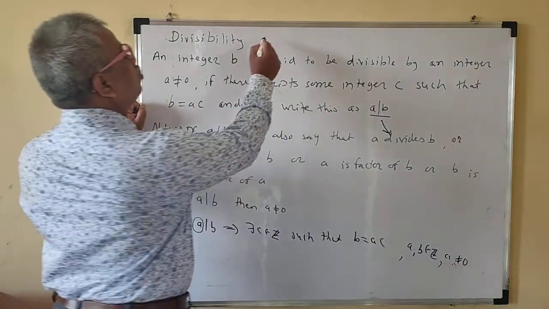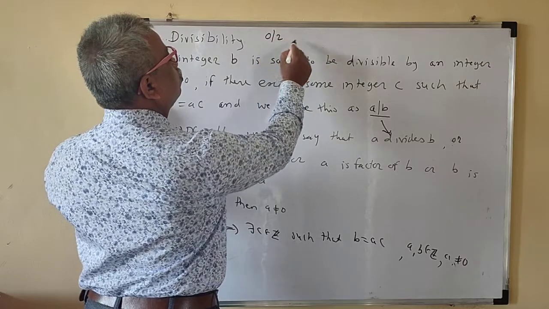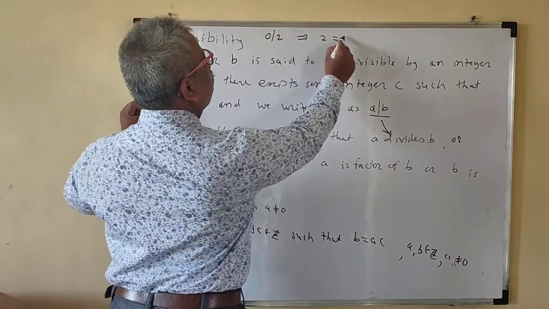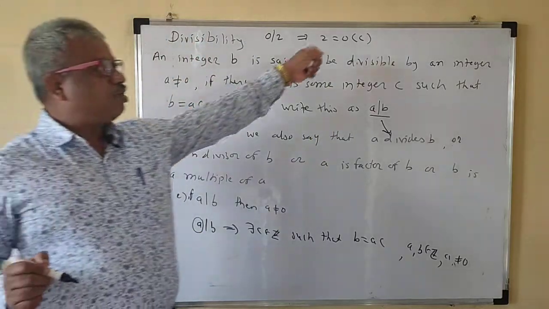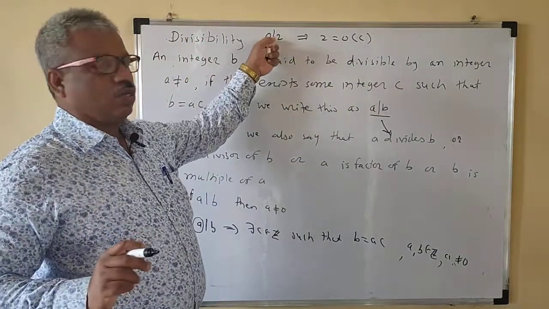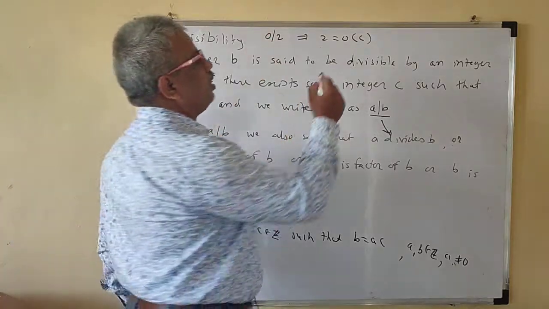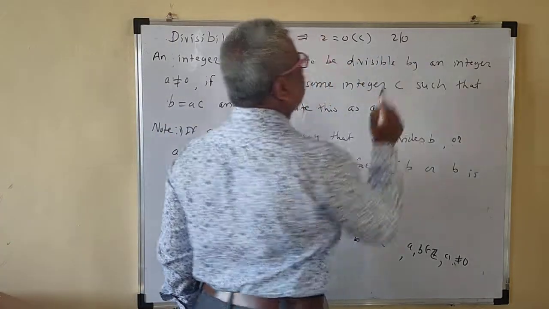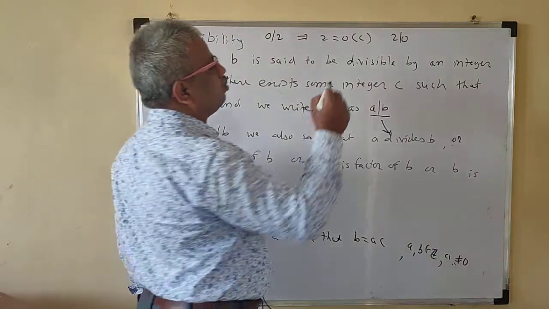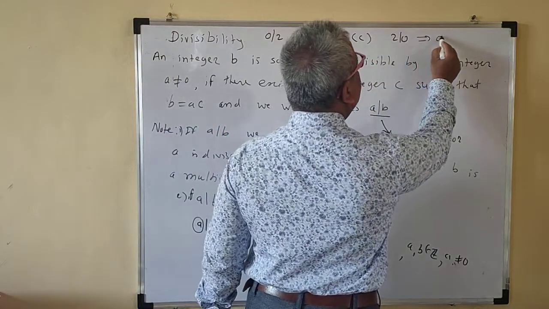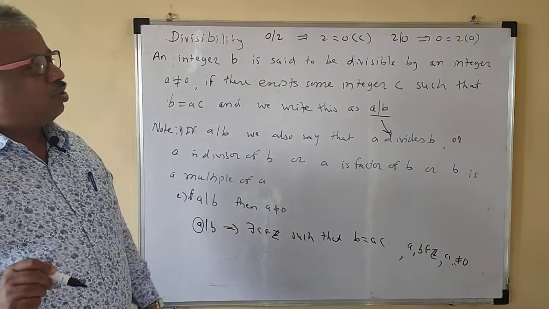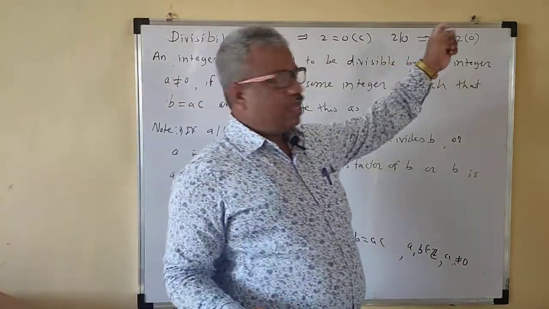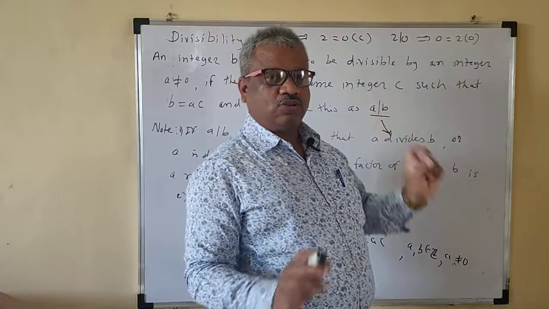Why? Because if you write 0 divides 2, what does this imply? 2 is equal to 0 times some integer. Is it true? No, because 0 times anything is 0. But 2 divides 0 is okay. Can you write 0 is equal to 2 times some integer? Yes, we can write 0 is equal to 2 into 0, and 0 is an integer.